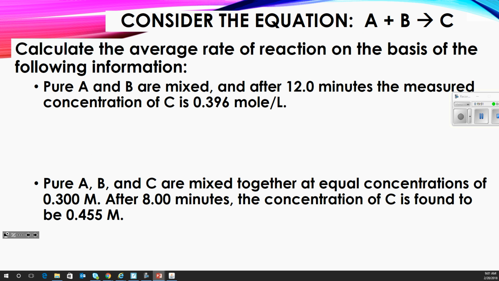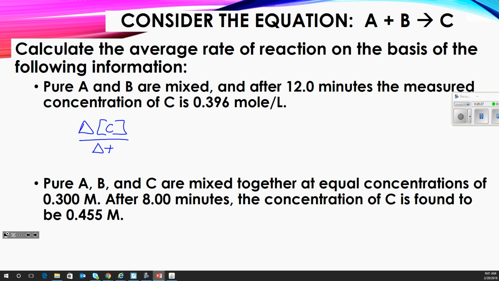Okay, so let's go forward. So we're going to start calculating. We're going to calculate the average rate of reaction on the basis of the following information. Pure A and B are mixed. So we've got the equation up there, A plus B yields C. And after 12 minutes, the measured concentration of C is 0.396 moles per liter. So what was the equation for rate for C? Do you remember? Isn't it the change in concentration of C divided by the change in time, right?